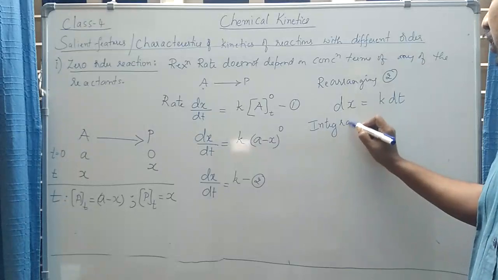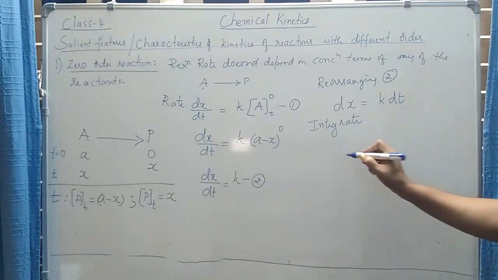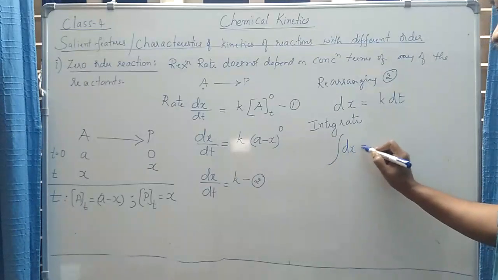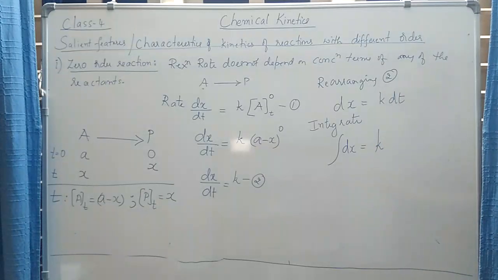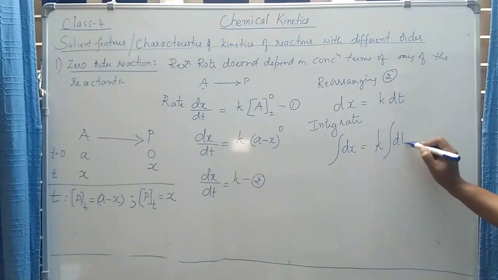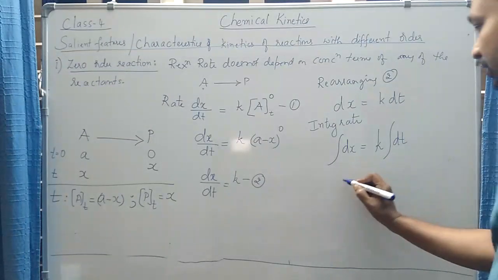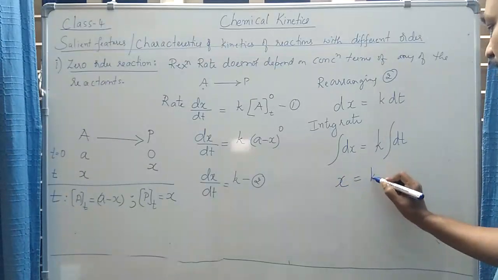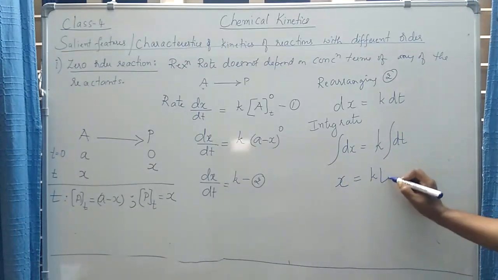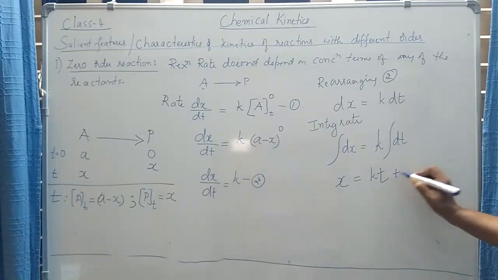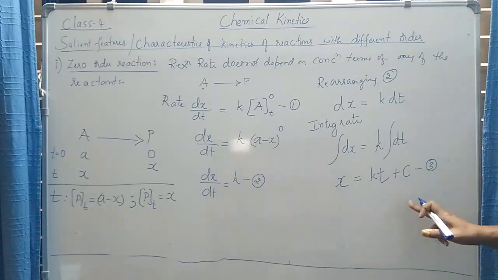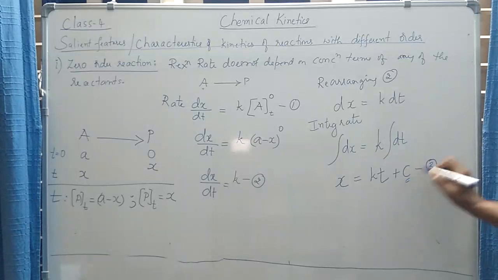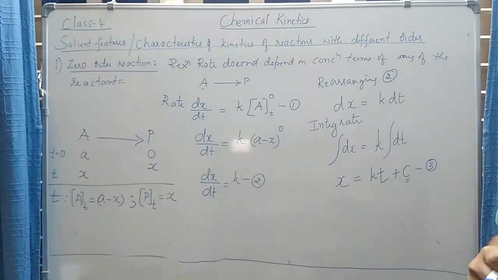Now let us integrate. So integration of dx is equal to, since k is a constant, automatically it is removed from the integration, so k into integration of dt. What is integration of dx? x is equal to k. Integration of dt is t plus some integration constant c. So whenever you are integrating an equation, it is natural to see an integration constant c.